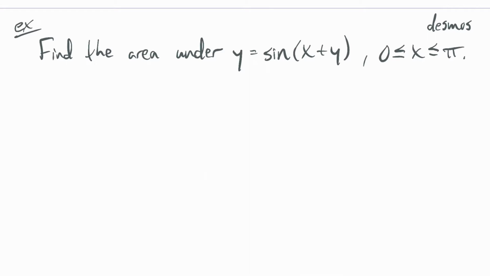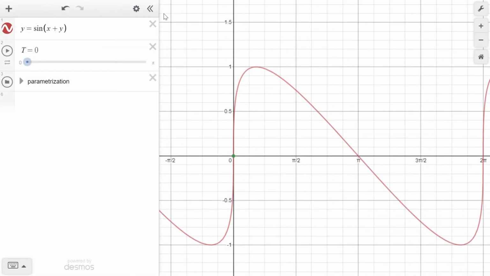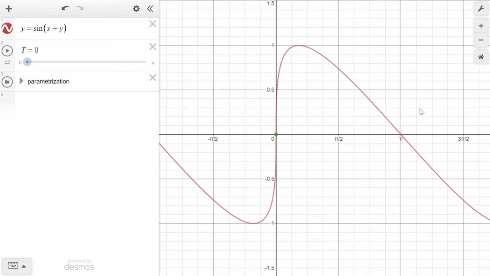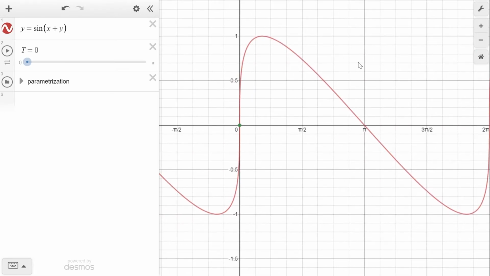So this one, and we have a Desmos graph. This one I really like. So let's go look at the graph. So here's y equals sine of x plus y. And you can notice, hey, this is a function. Y is a function of x. This passes the vertical line test. And it's continuous. So this function should be integrable. So we should be able to find the area between the curve and the x-axis from 0 to pi.